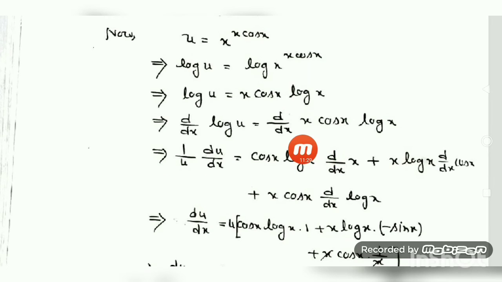Here I have to take derivative of x first, keeping these two as it is, so cos x into log x, the derivative of x. Secondly, I take the derivative of cos x, keeping x and log x as it is, x log x, the derivative of cos x. Thirdly, I take the derivative of the third function, that is log x, keeping the first two as it is, x cos x. UVW rule I have applied.